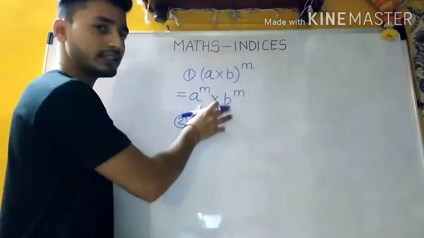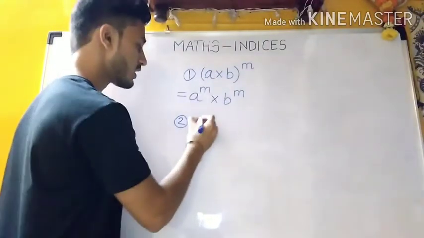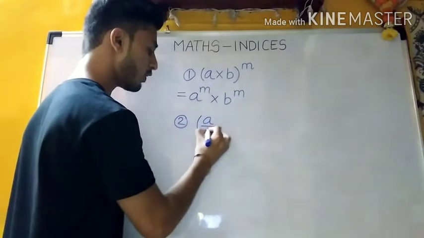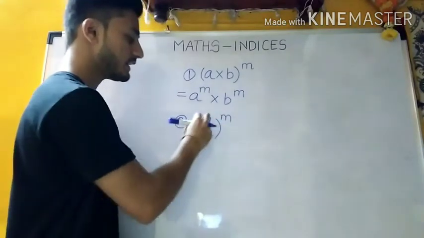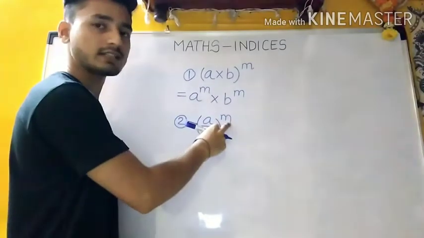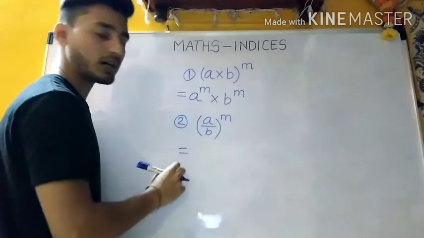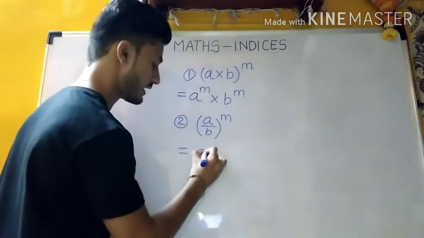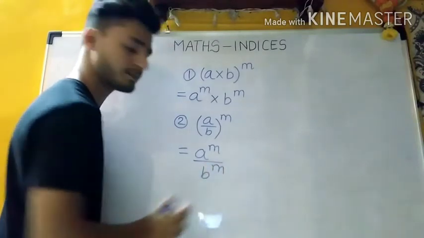Now similarly, the second case is, instead of multiplication, now we will have division. So it will be (A upon B) raised to the power m. Again there are 2 different bases and there is a common power. So we are going to mention separate powers for separate bases. That is A raised to the power m upon B raised to the power m.